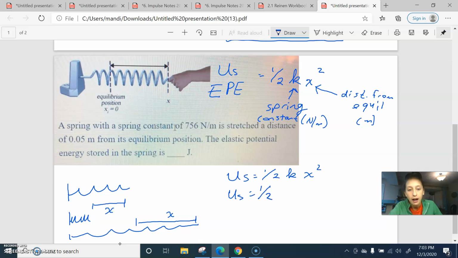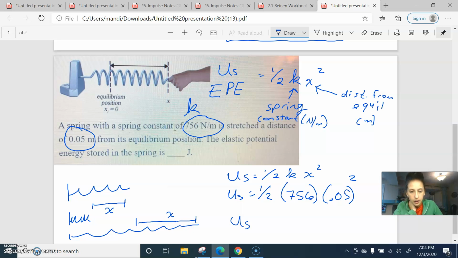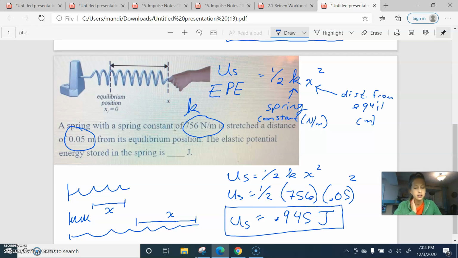So we're going to say 1/2. This 756, that's our k. And the x needs to be in meters. Oh, and ours is in meters. That's so nice of them. So 0.05 squared. So I'm going to say 0.5 times 756 times 0.05 times 0.05. And I got 0.945 joules. That's the way.